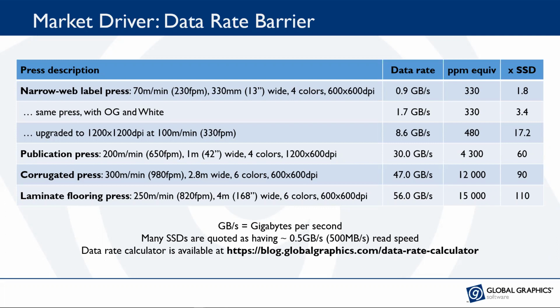So we won't go through all of these, but let's just look at the publication press. So 200 meters per minute or 650 feet, 1 meter wide, 42 inches, 4 colors, 1200 by 600 dpi, 30 gigabytes a second, which is 60 times faster than, or more data than an SSD can manage. So even with one SSD per color, you're still looking at 15 times faster than the disk can keep up with.